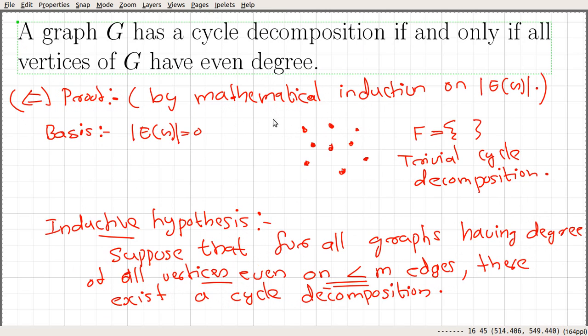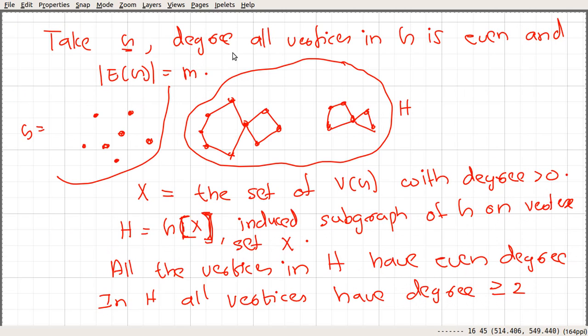Here we used a strong form of mathematical induction, and the induction is on the number of edges. Basis case: if the number of edges is 0, we have a graph with no edges. In that case, we have the trivial cycle decomposition. In order to prove the general case, we set up the inductive hypothesis: we suppose that for all graphs having degree of all vertices even and less than m edges, there exists a cycle decomposition. Then we took a graph G satisfying these two conditions: all vertices have even degree and the number of edges is m.